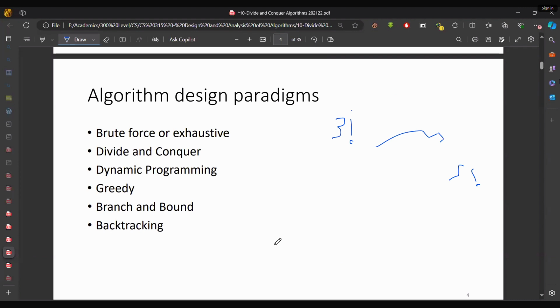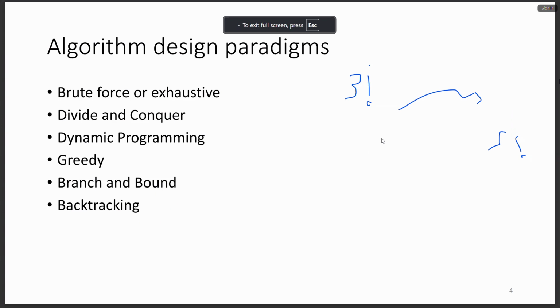Okay, sorry guys, I just realized the screen is off. Let's fix it now.